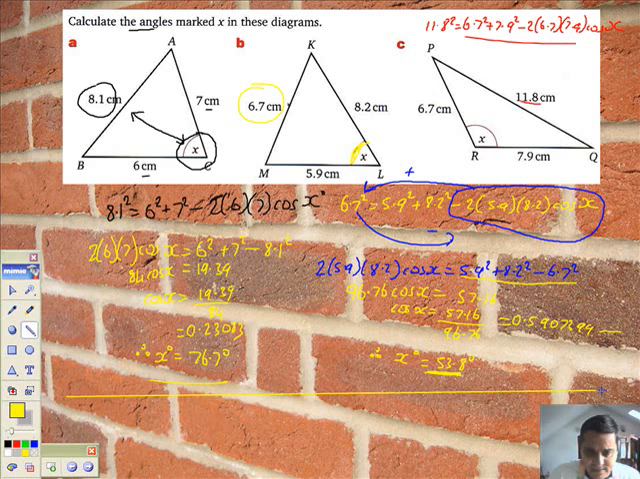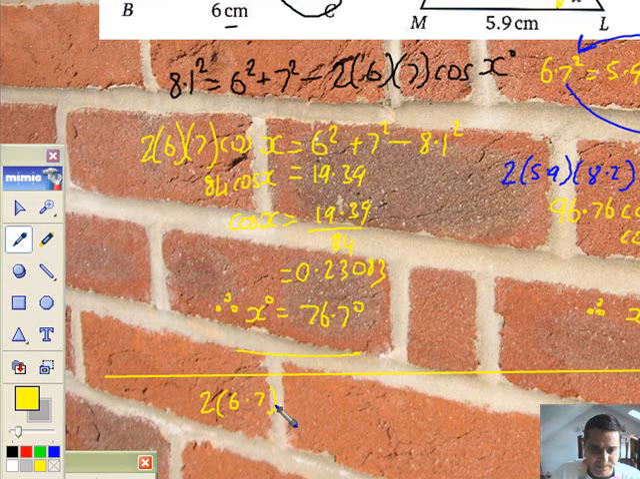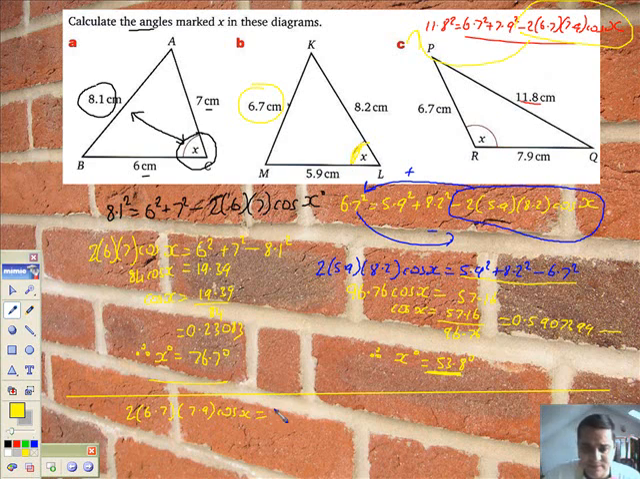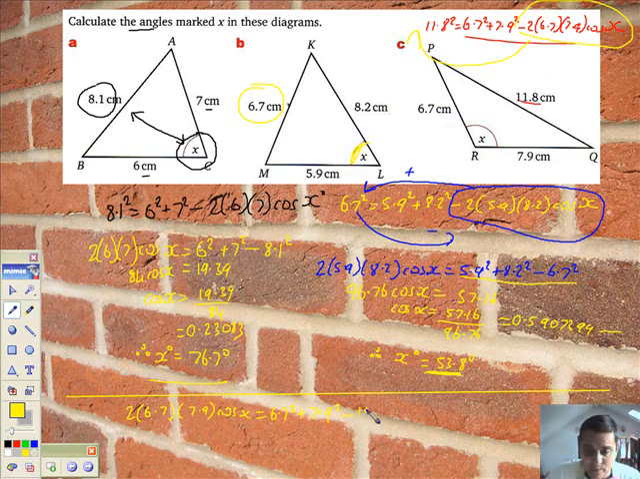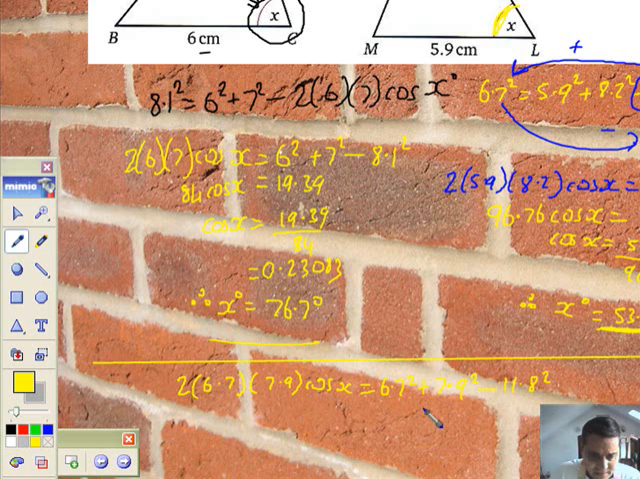Try and work down here somewhere. Right, underneath the line I'm going to work. So you're going to come over here with me, and I'm going to bring this negative term all over to the other side and add like that. So I'm going to have two lots of 6.7 times 7.9 multiplied by the cosine of our angle equals 6.7 squared plus the 7.9 squared, subtract the 11.8 squared, and then I'm going to work out this little blob and this little blob. So let's do it first.